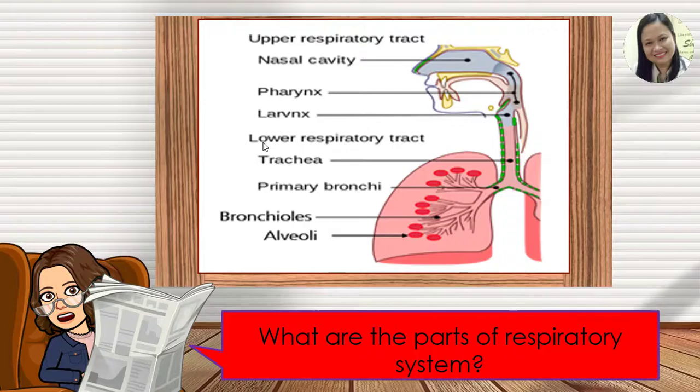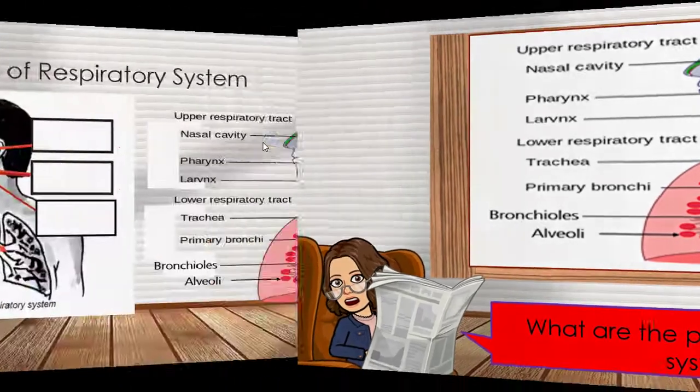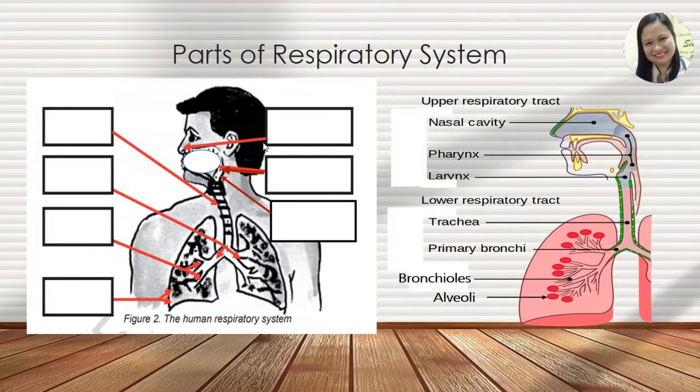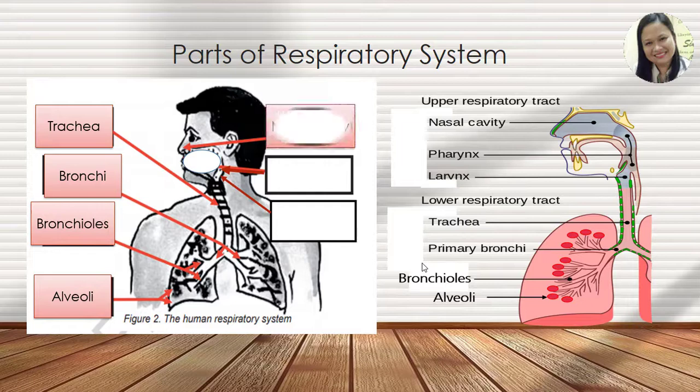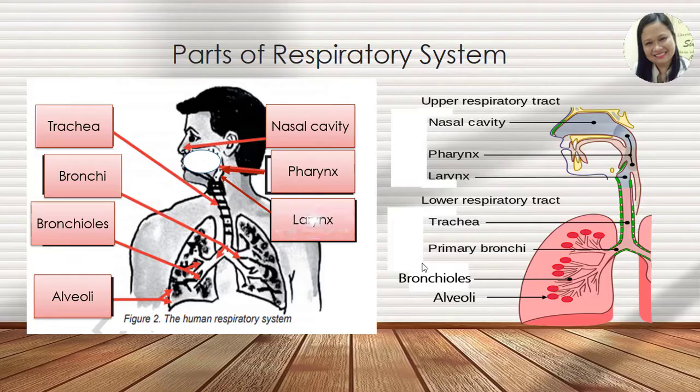What are the parts of the respiratory system? We have the nasal cavity, pharynx, larynx, trachea, bronchi, bronchioles, and the alveoli. Can you identify the parts of the respiratory system on the picture on the left side? Yes, that is your trachea. Bronchi, bronchioles, alveoli, nasal cavity, pharynx, and finally, larynx.